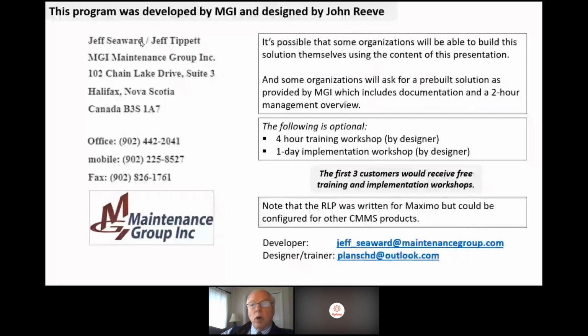It's possible that some organizations, with the knowledge I provided, could build this solution themselves. You know, there are some savvy developers out there in the industry at organizations and sites that now that they know the vision, they could do this. I know those guys. Some organizations will ask for a pre-built solution, and that's what MGI is offering here.